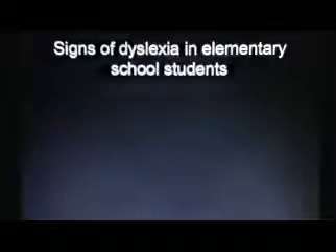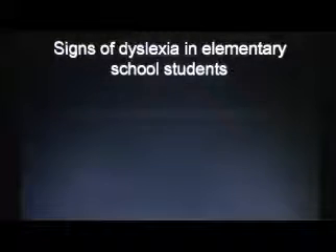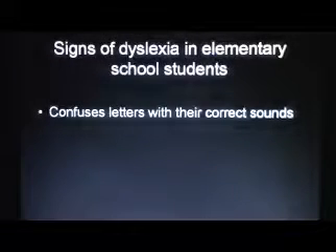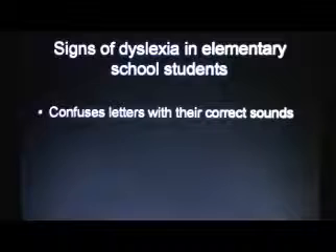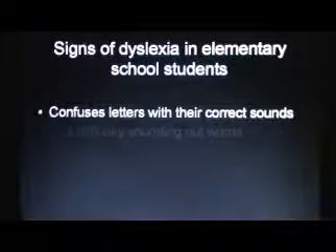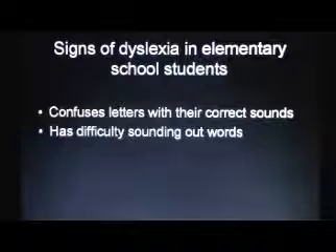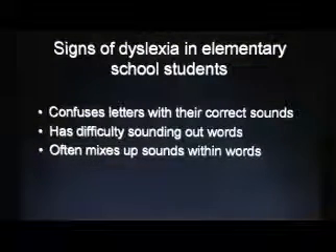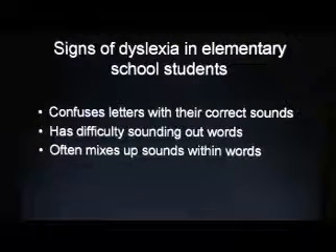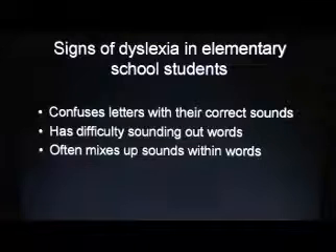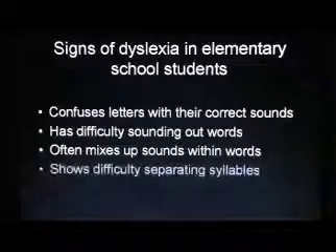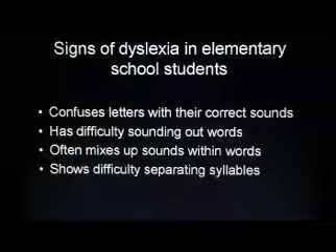Now let's move on. How about school age elementary school students? Well, in these kids, it's a continuation. They may often confuse the letter with the correct or proper sounds that go with them. They may have difficulty sounding out words. They may have a great deal of challenge just getting the proper first sound in a word. They will often mix up the sounds within the words, so they might get the proper sounds in the words, but out of order. And they may show difficulty separating syllables as they get older when they have to decode and work with longer words.